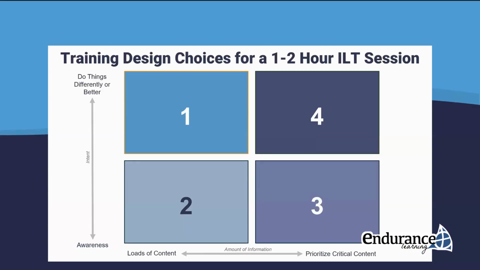And if you think about that kind of session, and the kind of training that your organization offers, my question to you is, where do you think you fall? Is it our organization likes to put loads of content and expects people to do things new or differently or better? That's quadrant one. Is it we do loads of content, we just need people to be aware of things? That's quadrant two. Quadrant three is we prioritize things really, but we still just want people to be aware. And then quadrant four is we prioritize things and we want people to do things new or differently or better.